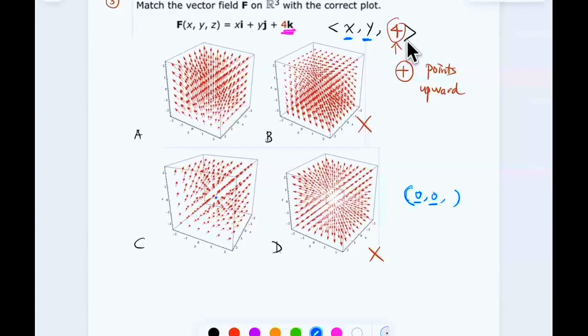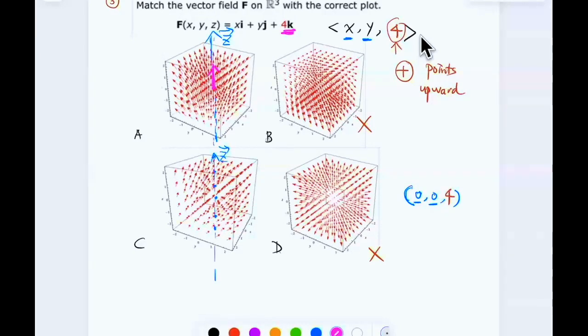So X and Y equal 0 for all those points, this point right here, or right here. Think about that. It's along the z-axis, right? Along the z-axis, the vector is going to be 0, 0, 4. You said that, right? So it's going to point upward 4 units.